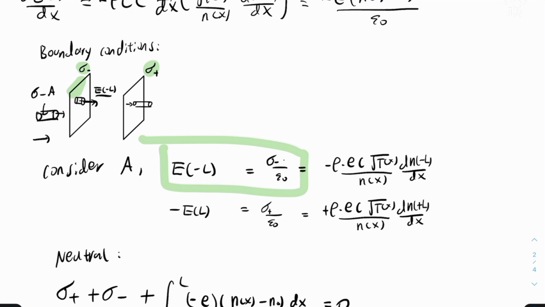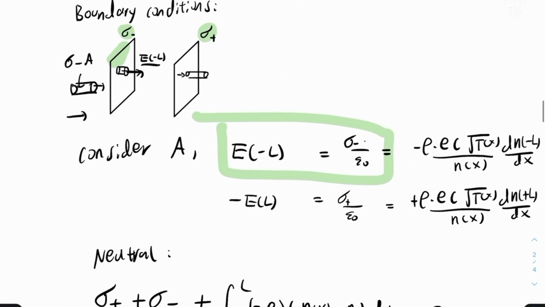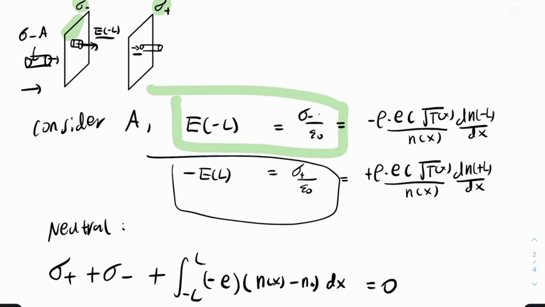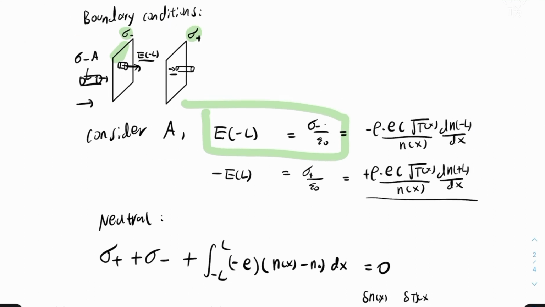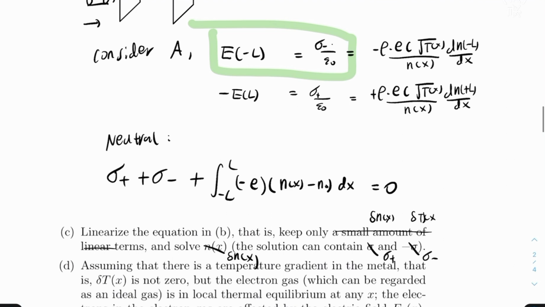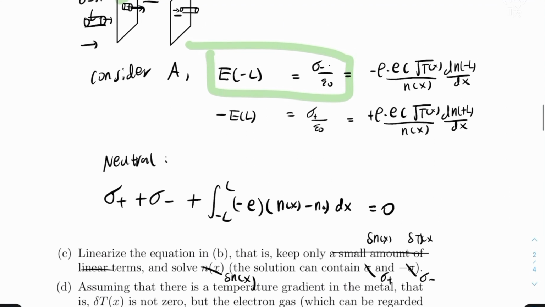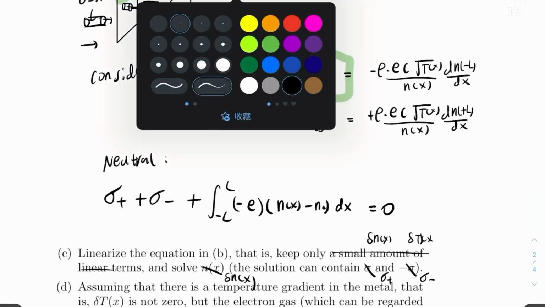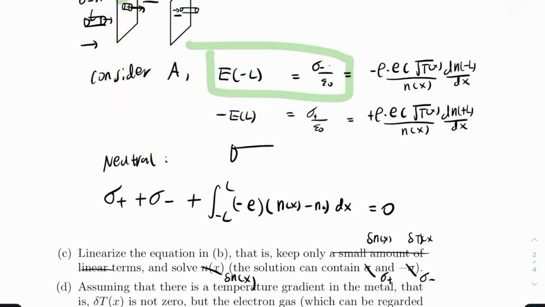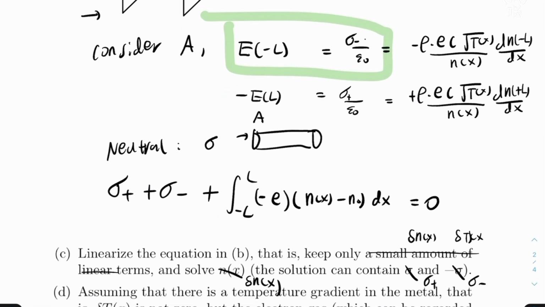And now similarly for the right side, you can see that because the electric field is pointing into the surface, so we'll have this equation over here. And this. And we need to keep in mind that overall the system is neutral. So if we consider a volume over here with area of A, the charge over here is sigma minus A, and this part is sigma plus A.